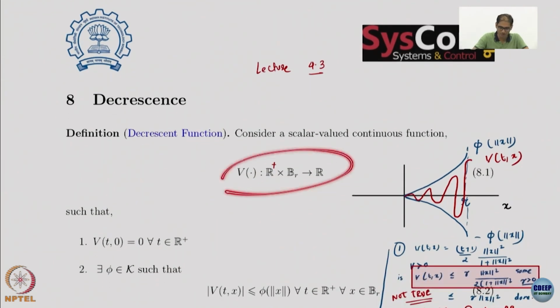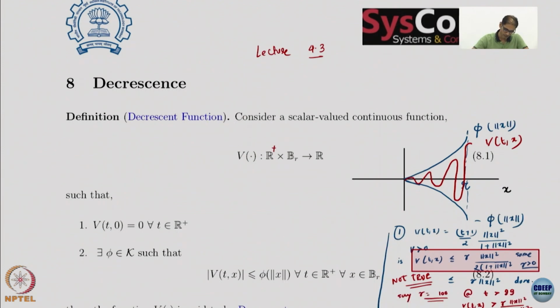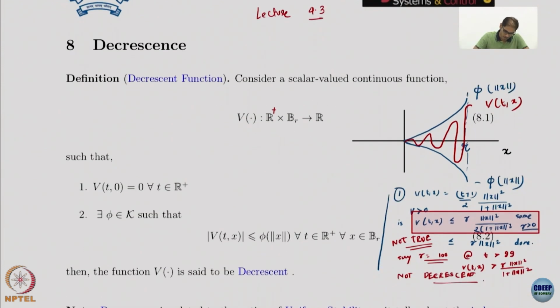This cannot change because the same function is what is being used for the stability analysis of the system. So the domain, range, and image sets cannot change. For decrescence you require that the function is 0 at 0, again cannot change because no Lyapunov function is allowed to be non-zero at the equilibrium, and we assume 0 to be the equilibrium. For all time, and there exists a class K function such that in absolute value this function V is dominated by the class K function.